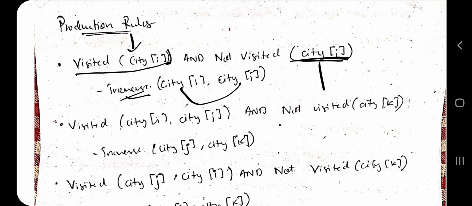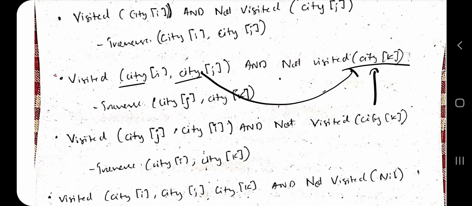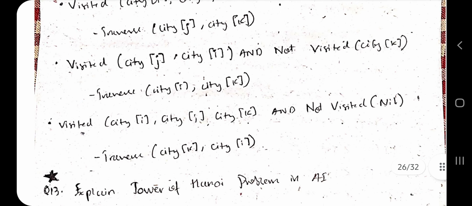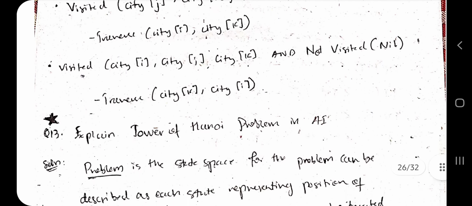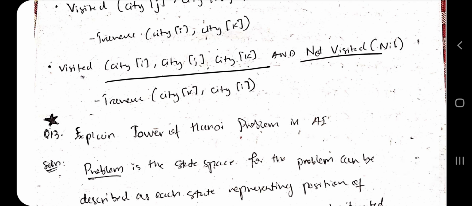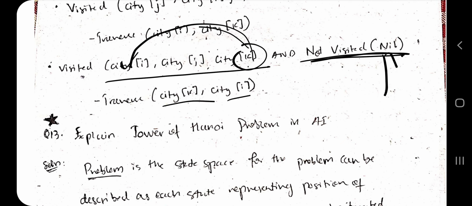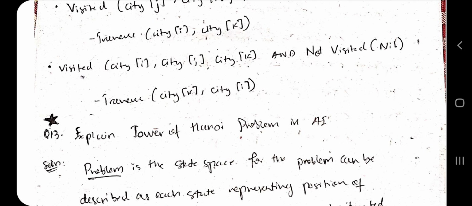If you have visited Mumbai, you have not visited Delhi, just traverse from Mumbai to Delhi, right? If you have visited Mumbai and Delhi, you have not visited Kolkata, you can just travel from Delhi to Kolkata. That's what traverse city J to city K means, Delhi to Kolkata. Like that, the different rules are there. Whatever city you have visited and not visited, just traverse from that to that. And if you have visited all the cities and not visited is null, means all the cities you have visited, move back from the final city to the initial city. That's all. K to I. Okay, those are the four rules you have to write.